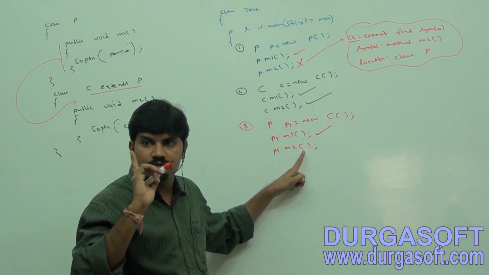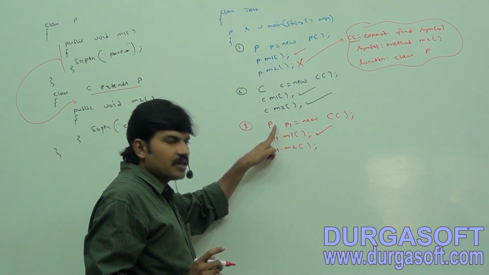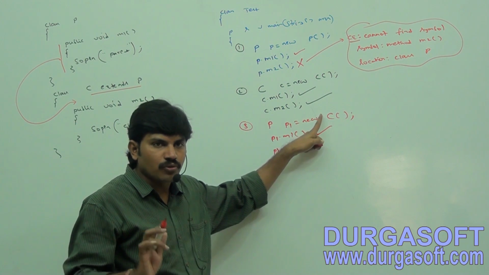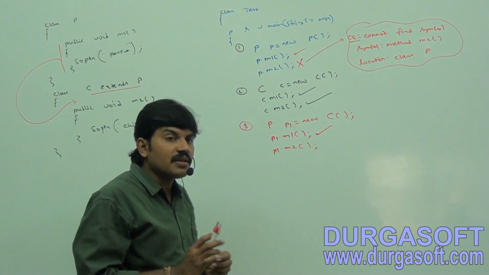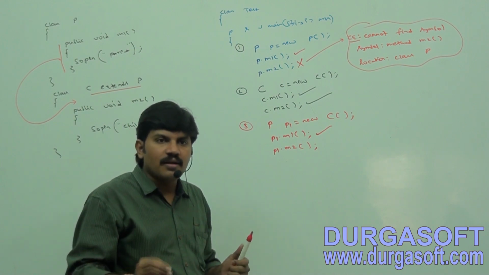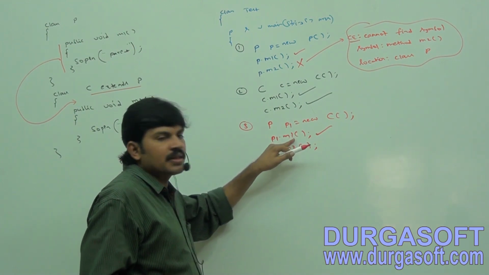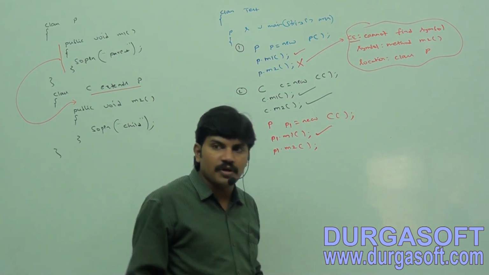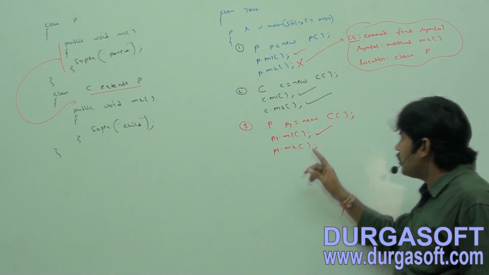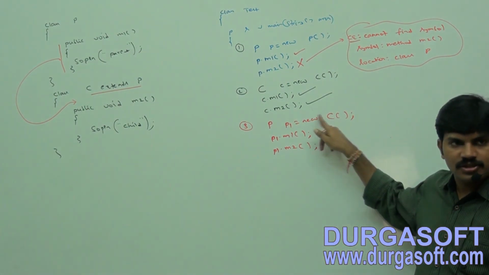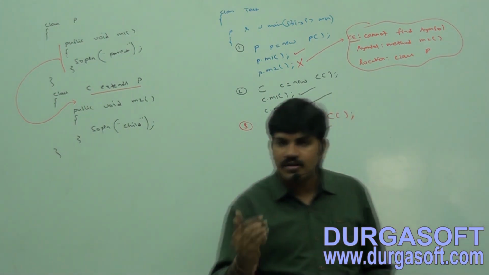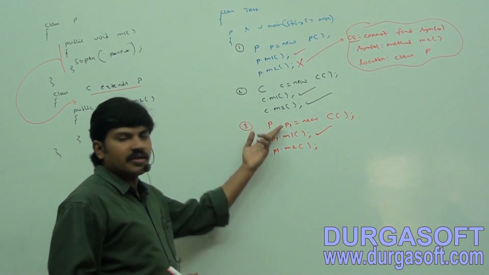Very important conclusion, make sure. A parent reference can be used to hold a child object, but by using that reference we can call only the methods available in the parent class. We can't call child specific methods. Then immediately you ask, sir, even though it is a child object, you can't call child specific methods, so what is the advantage of this approach?